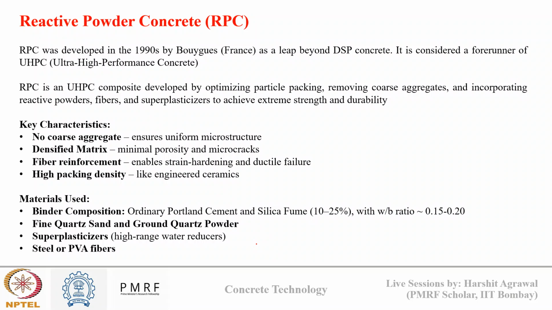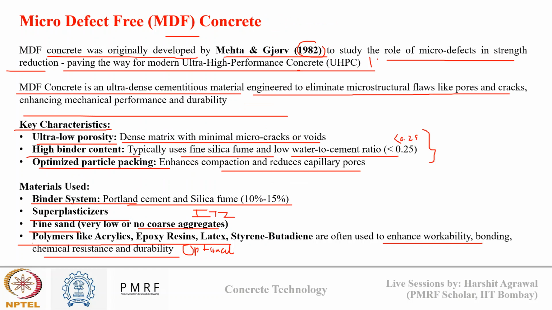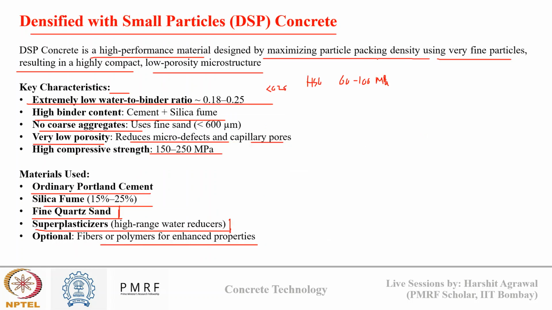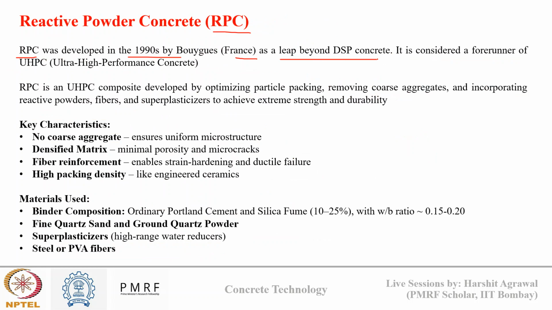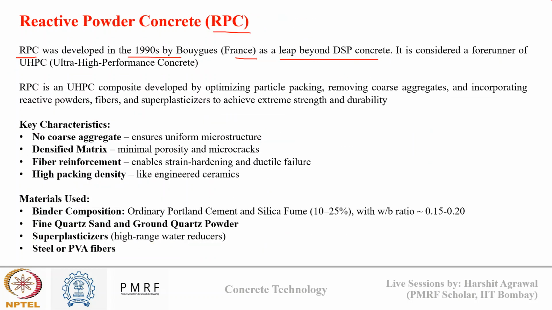And the last one in the UHPC concrete is the reactive powder concrete, which is designated as RPC. So again, as a matter of fact, this RPC was developed in the 1990s in France as a leap beyond DSP concrete. So these are like generation after generation, some new ultra high performance concrete was developing. So RPC came after these two, MDF concrete and DSP concrete, and it is considered right now as the forerunner in the ultra high performance concrete system.